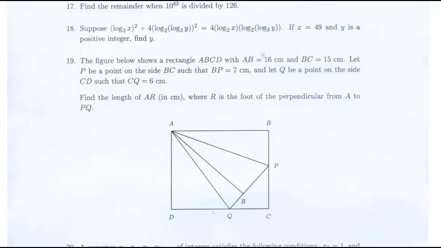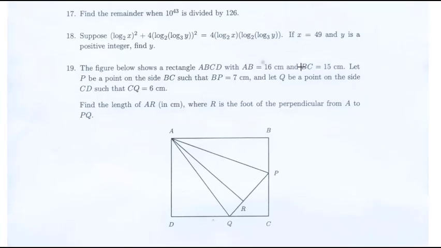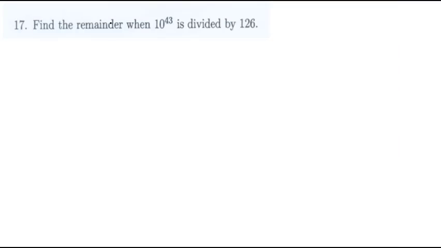SMO 2019 first round senior section problem number 17. Find the remainder when 10 to the power of 43 is divided by 126. Okay, so when we want to find it mod 126, we prime factorize 126. It is what? It is a multiple of 9. 9 times 14. It will be 2 times 3 squared times 7. Now we should find 10 to the 43.